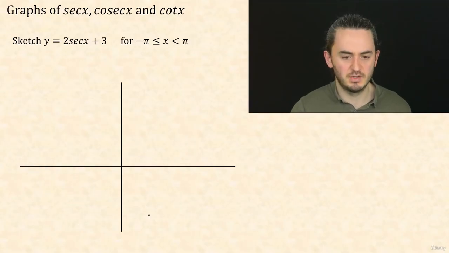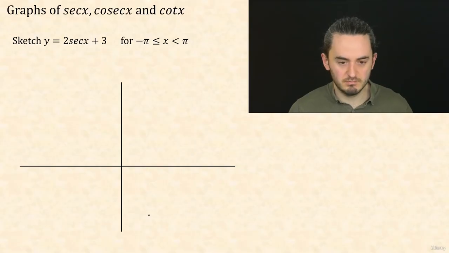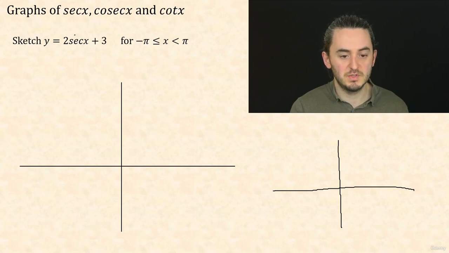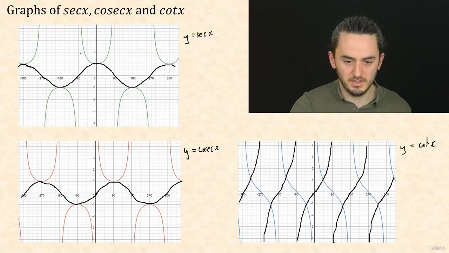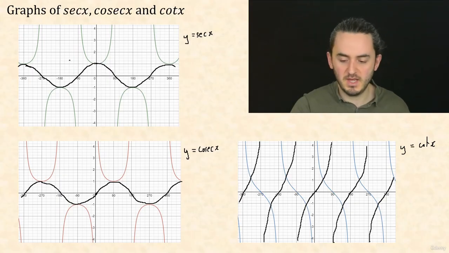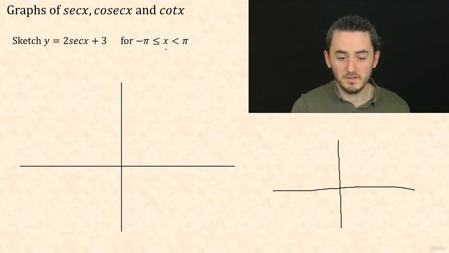Let's have a look at another sketch. Can we draw 2 sec x plus 3? Okay, there's two things going on here. So it's a double transformation. So I'm going to draw a rough sketch here. So the first thing to do is think about what 2 sec x looks like. So that's going to be our green sec graph here, but doubled, which means everything gets stretched away from the x-axis. One thing to notice is I'm sketching between minus pi and pi, so we're working in radians here.